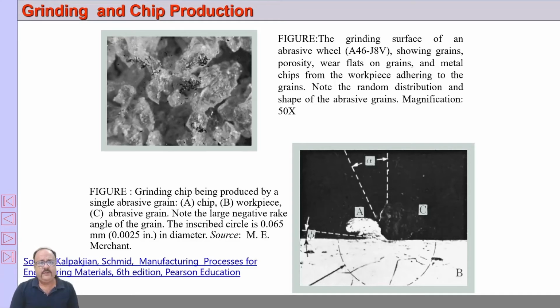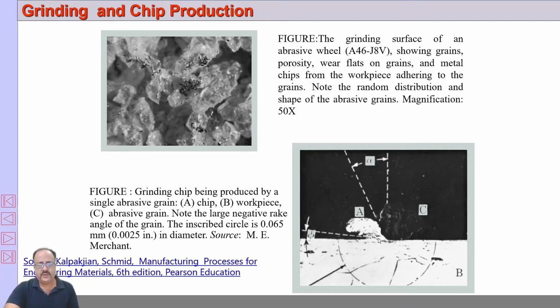So here, if you look, this is a beautiful picture. This again I got from this particular book. Here you can see the abrasives are of various sizes and various shapes, and you can see these black ones are the workpiece material that is stuck between the abrasive grains, and you can see the space varies. This is a particular aluminum oxide abrasive, A46J, and the bonding material is vitrified bond.